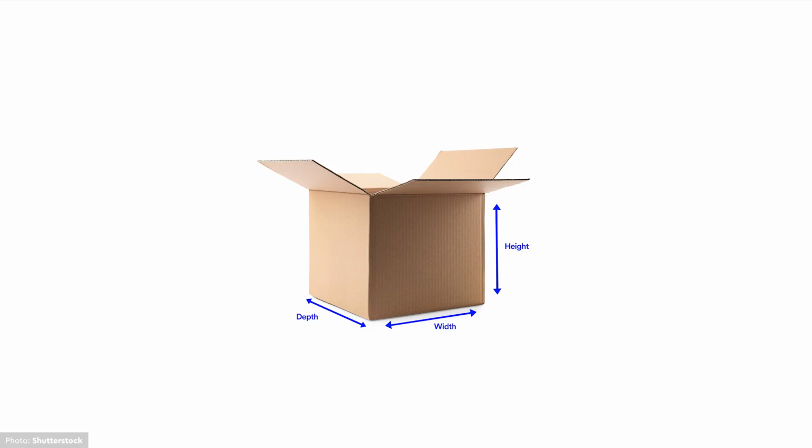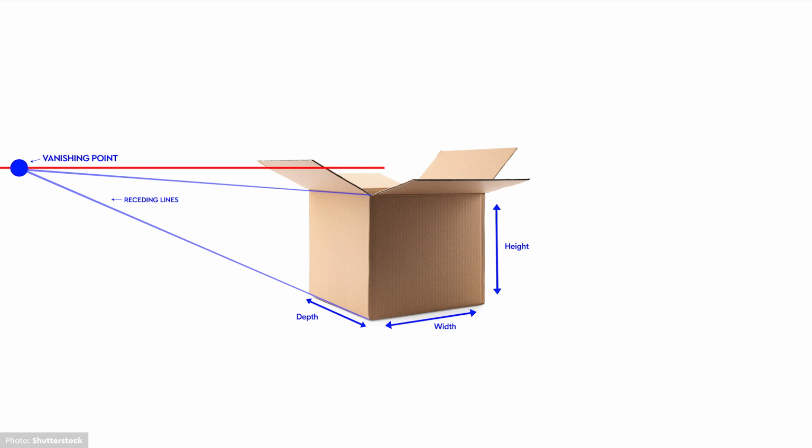A good example of such an object is this cardboard box. Like the cuboid's diagram we've seen earlier, we can easily draw receding lines and find the vanishing point. Once we've located the vanishing point, we can place it on the horizon line of the artwork to have the box in perspective with the rest of the composite. And if there are other assets with depth, we need to match the vanishing points as well.